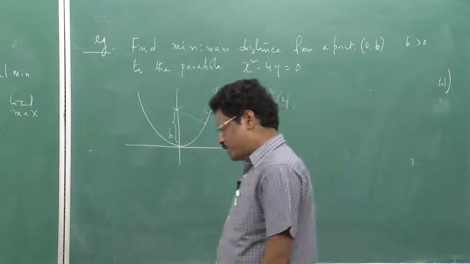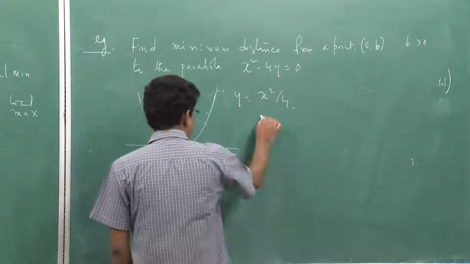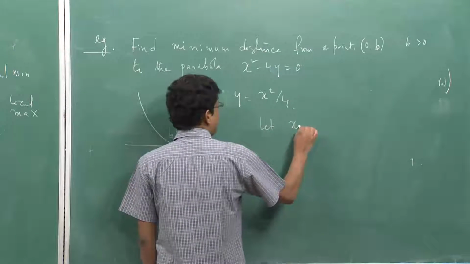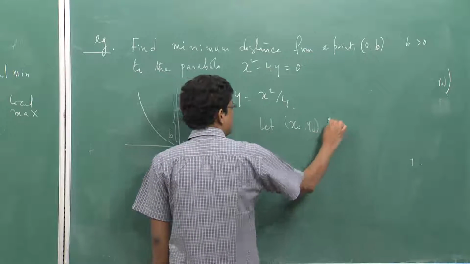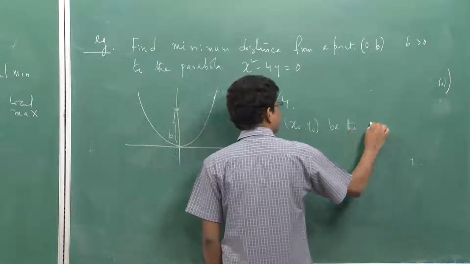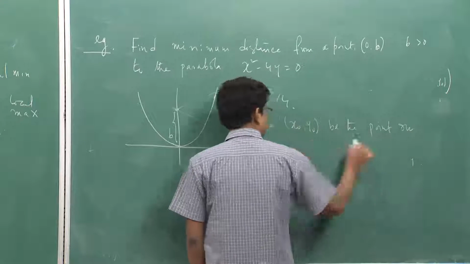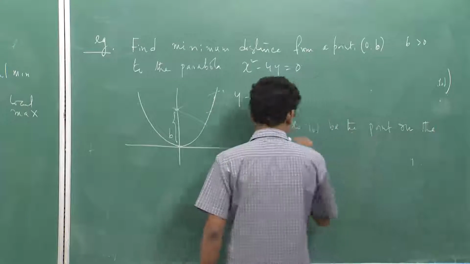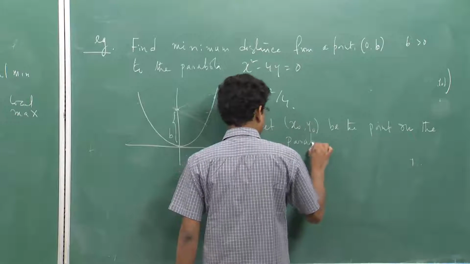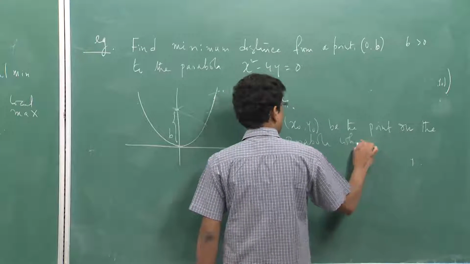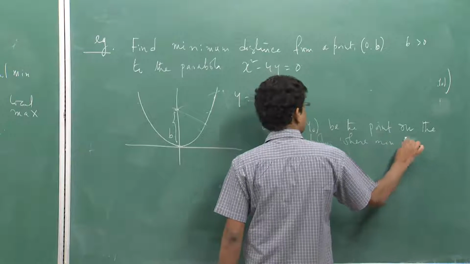So, how do I start? Let (x naught, y naught) be such a point, the point on the parabola where minimum distance is attained.